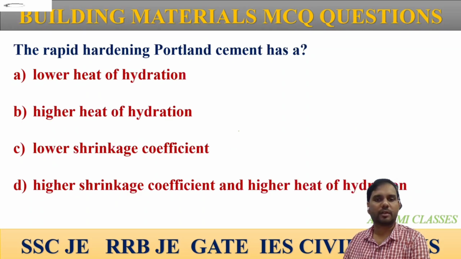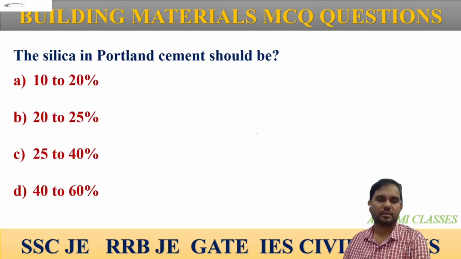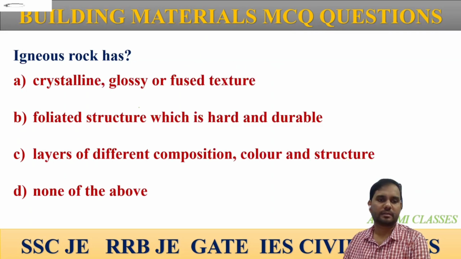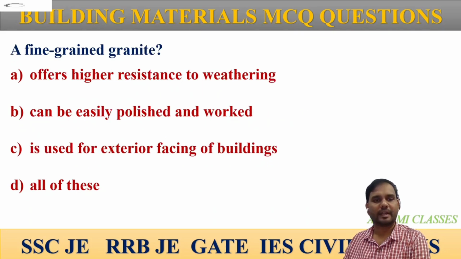The rapid hardening Portland cement has a higher shrinkage coefficient and higher heat of radiation. The silica in Portland cement should be 20 to 25%. Igneous rock has a crystalline, glossy or fused texture. A fine-grained granite offers high resistance to weathering, can be easily polished and worked, and is used for exterior facing of buildings, all of these.